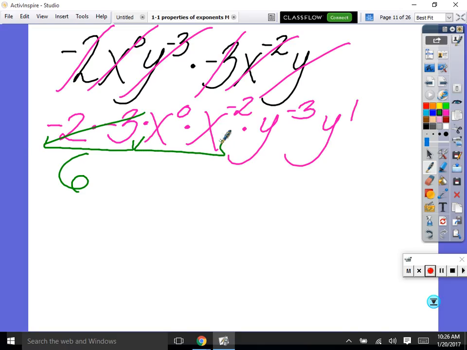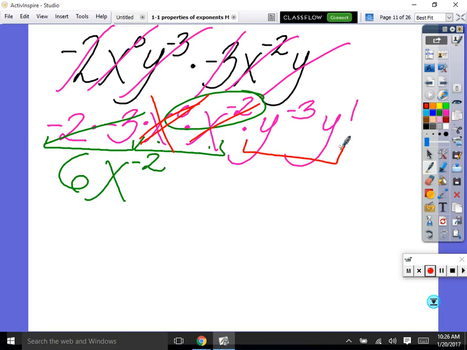When you multiply the same base, you add. 0 plus negative 2 is negative 2, right? That's one way of doing it. Or those of you that went like this is also correct. X to the 0 power is 1. So let's just pretend x isn't there because that became a 1. So don't we end up with the same thing? That's how you did it, which was right. Perfectly right. Okay, next one.